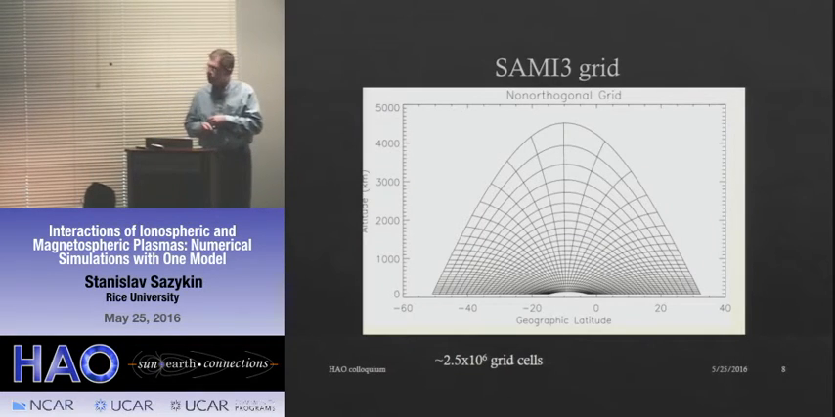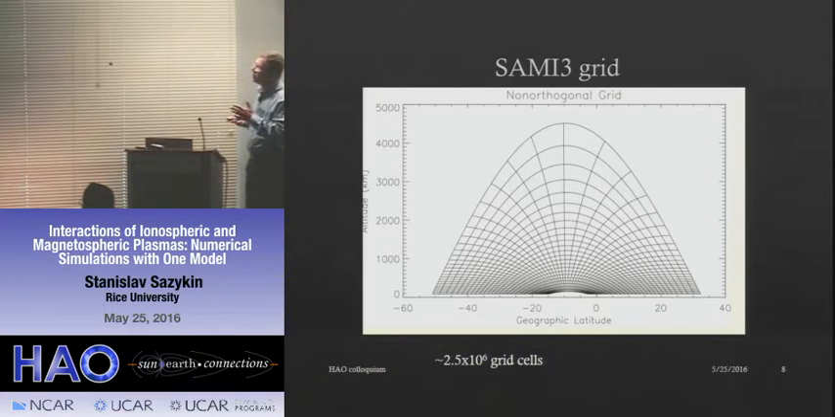The grid in SAMI3 is like this. This is a longitudinal slice. So the grid is organized, it's a distorted grid that's organized using magnetic field lines. It's non-orthogonal, so it's curvilinear, but it does allow you to go to high altitudes into the plasmasphere. So you no longer have to cut off your modeling region at some nominal altitude.